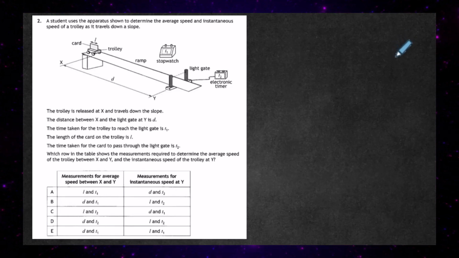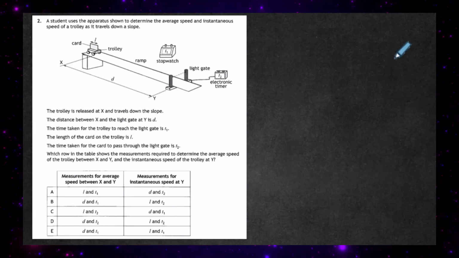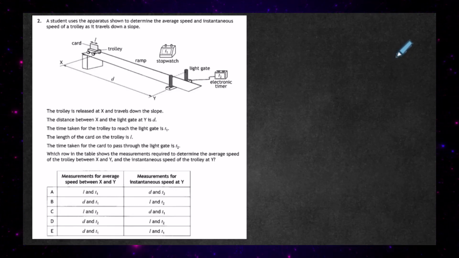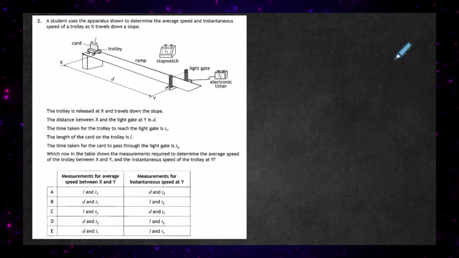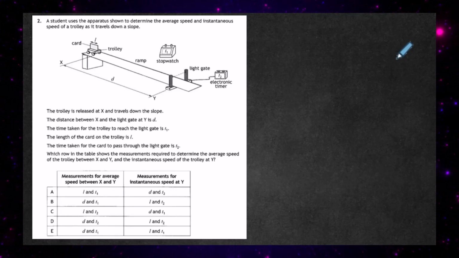The distance between X and the light gates at Y is D, and the time taken for the trolley to reach the light gate is T1. The length of the card on the trolley is L, and the time taken for the card to pass through the light gate is T2. Which row in the table shows the measurements required to determine the average speed of the trolley between X and Y and the instantaneous speed of the trolley at Y?